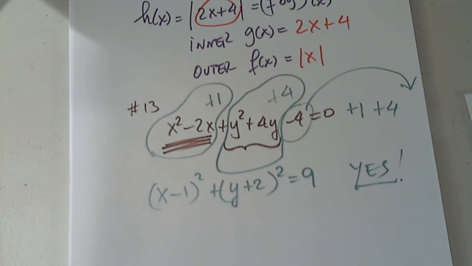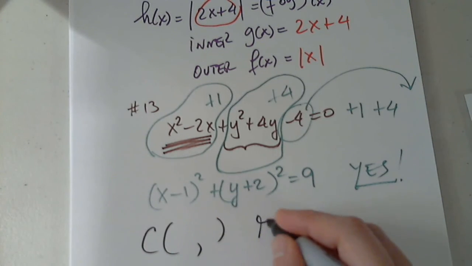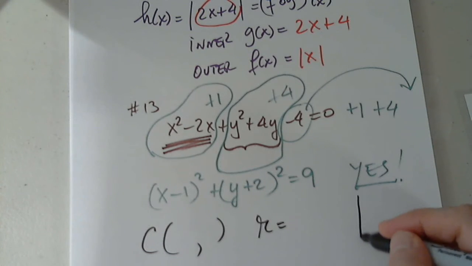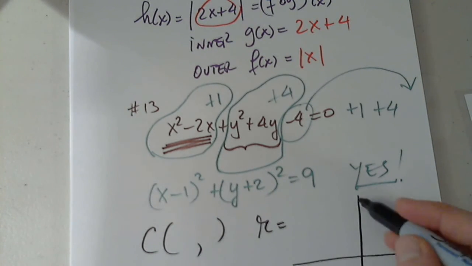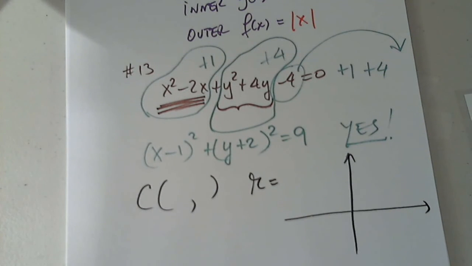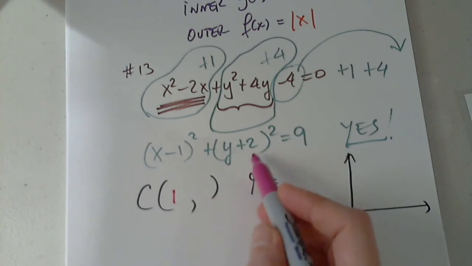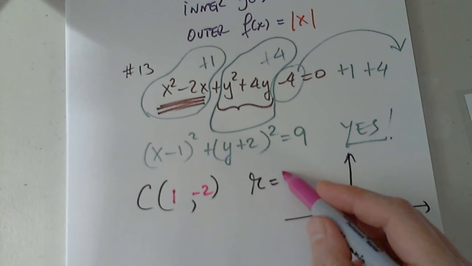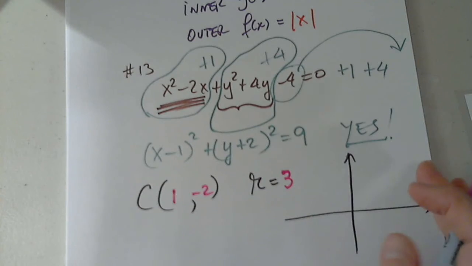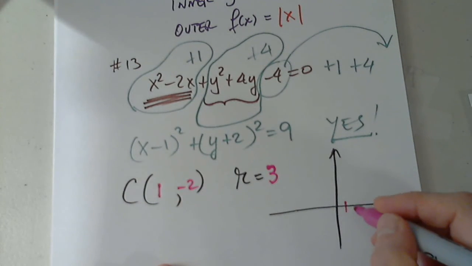Okay. Now, at this point, I'm able to identify the center, and I'm able to identify the radius. And then I will graph it, assuming I'm asked to graph, but let's also graph it. Can anyone give us the coordinates of the center and the radius of the circle? It's 1 and -2. Very good. And the radius is? 3. Very good. So I start with 1 comma -2.